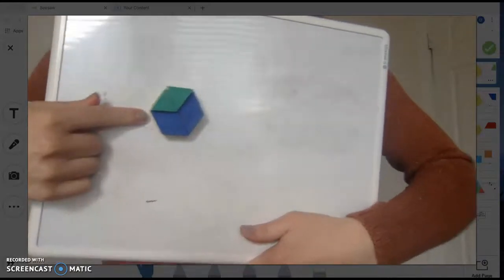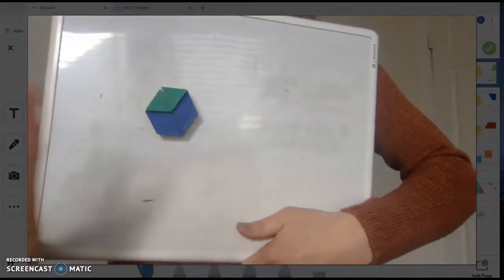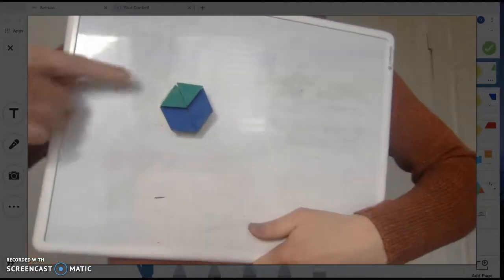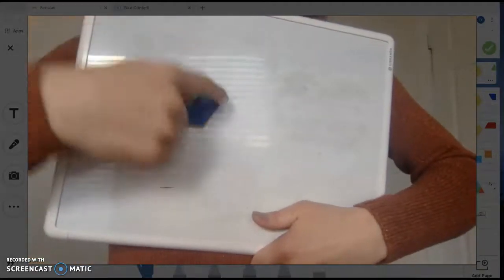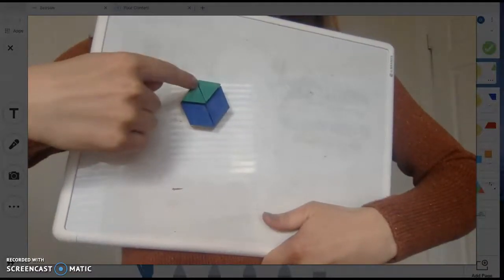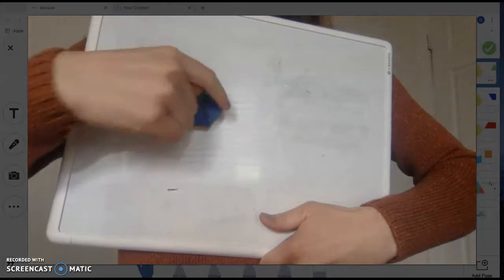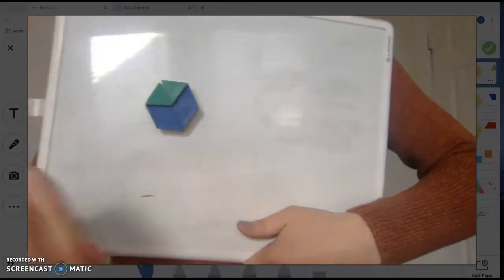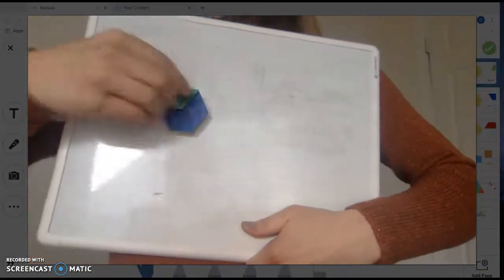Can I make a hexagon using 2 triangles and 2 rhombus? Let's count. 1, 2, 3, 4, 5, 6 sides, and 1, 2, 3, 4, 5, 6 corners. I made a hexagon using 2 triangles and 2 rhombus.